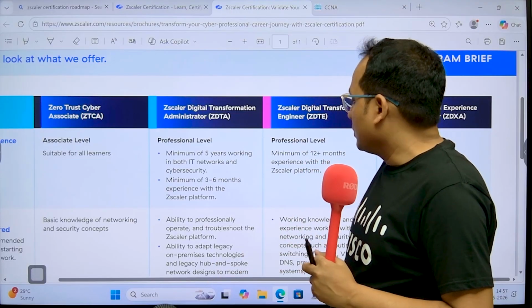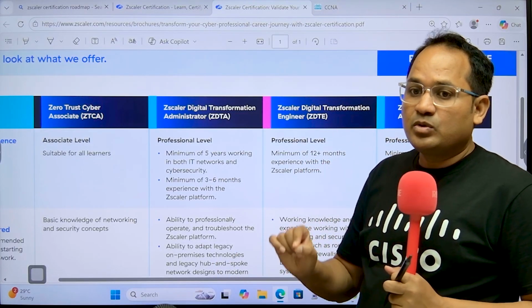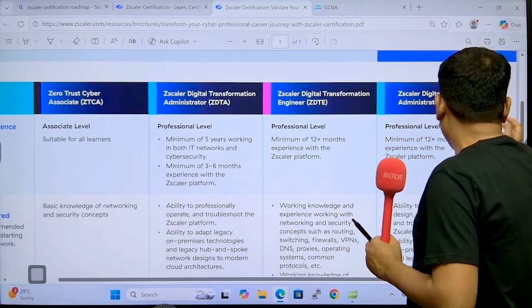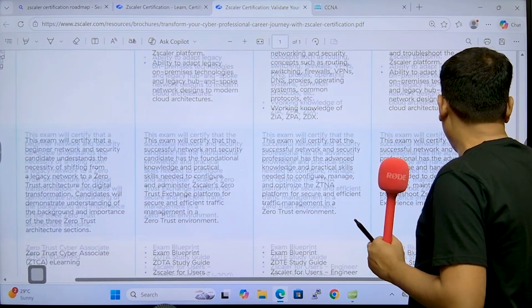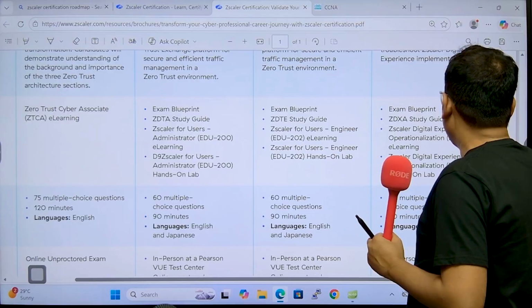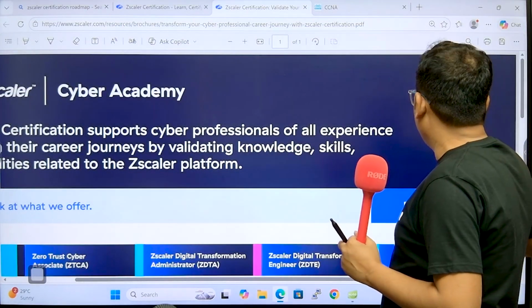And you can even find the exam codes: 200, 202 and 30... what was the last one? Let me show you. It is 310. So these three exams you can go and book.